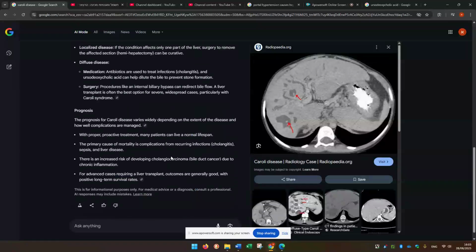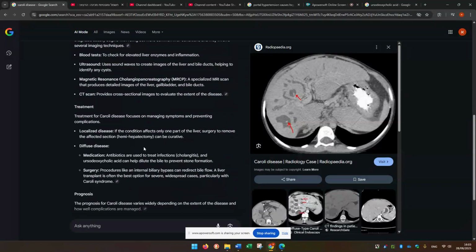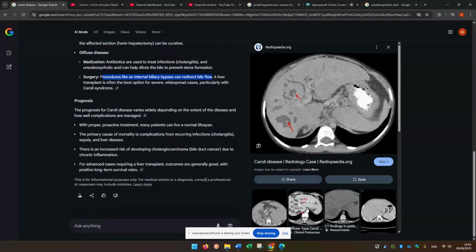Now, what is the treatment? As we said, if it's focal, you can remove it, but if it's not, you can give medications treating the cholangitis, like ursodeoxycholic acid, to try to prevent stone formation and prevent the damage, or you can consider surgeries. Procedures like internal bile bypass and liver transplantation can also be used.